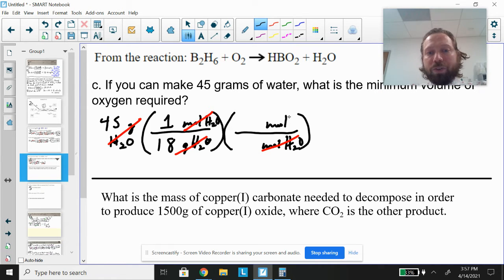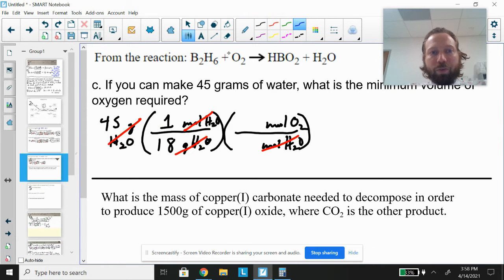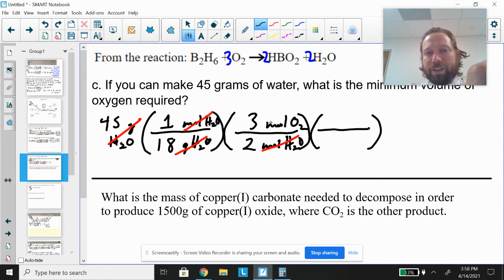Now we want to go to what's unknown, which is the volume of oxygen, so O2. If I'm looking at my previous problem, I notice that it's 3, 2, 2. So we're going to use those coefficients there. Oxygen has a coefficient of 3, and water had a coefficient of 2. All right, that's my ratio. And last but not least, I want to get rid of oxygen moles. I'm going to put that down on the bottom, and that's per 1 mole.